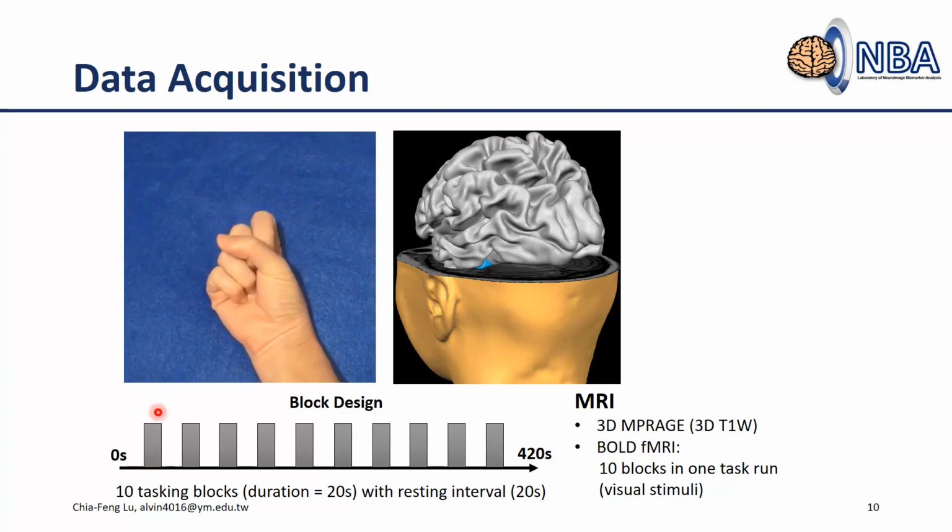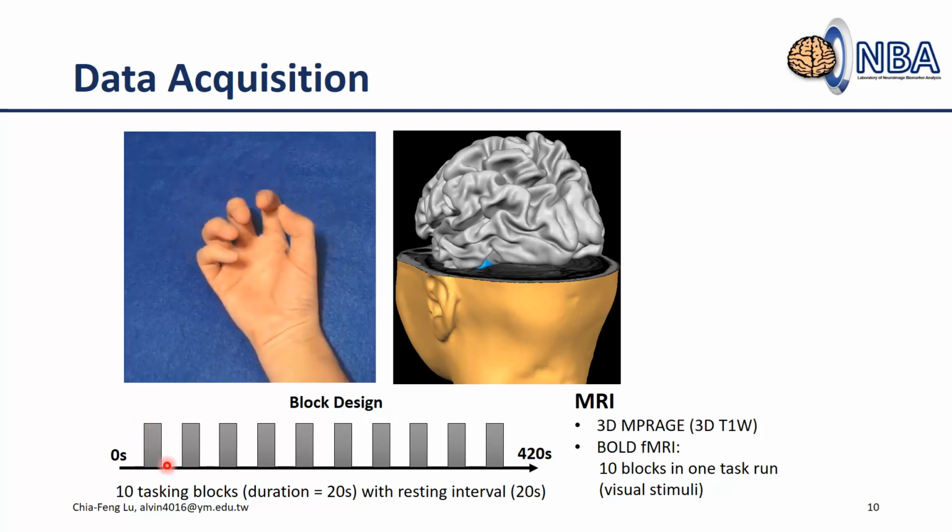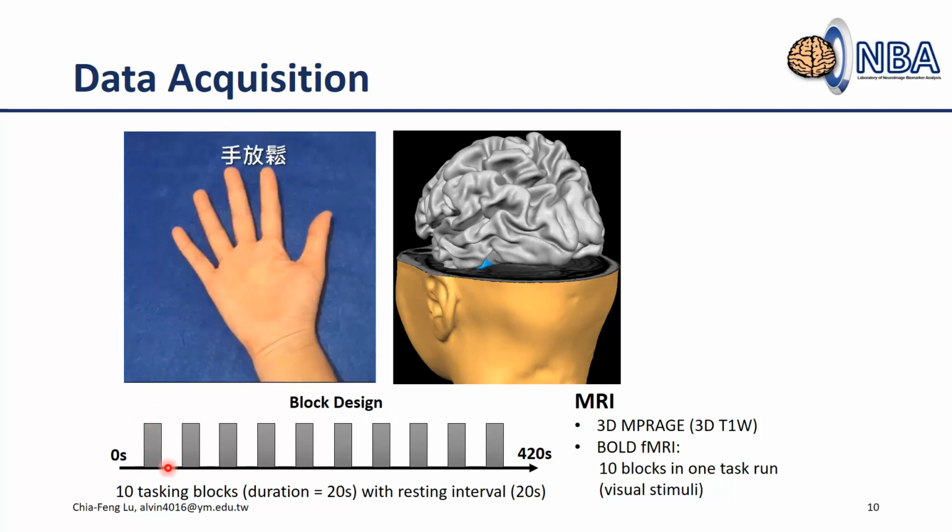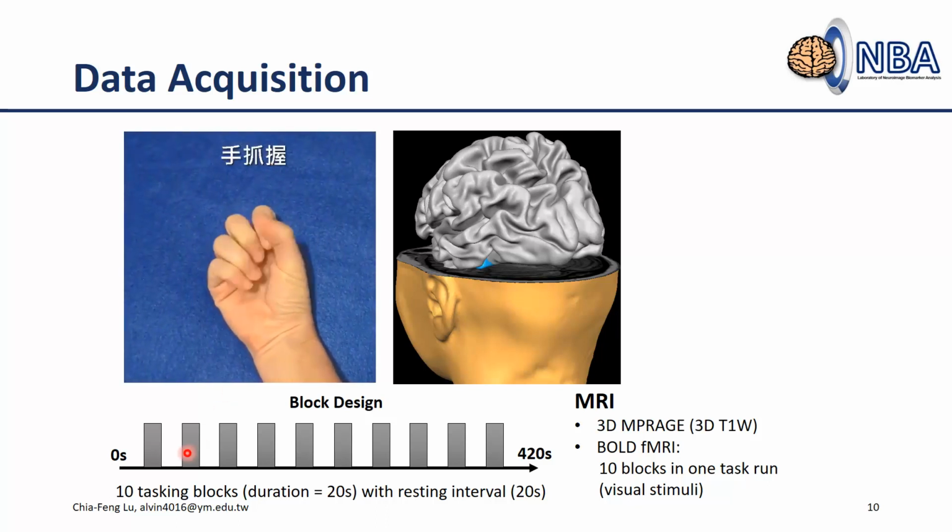And then in this period, we call it the task period. And wait another 20 seconds, you will see it comes to the rest period again. And then another 20 seconds, it definitely will become the task period again. So this is called block design because each task is just like a block. So we will repeat this hand grasping task for 10 blocks.